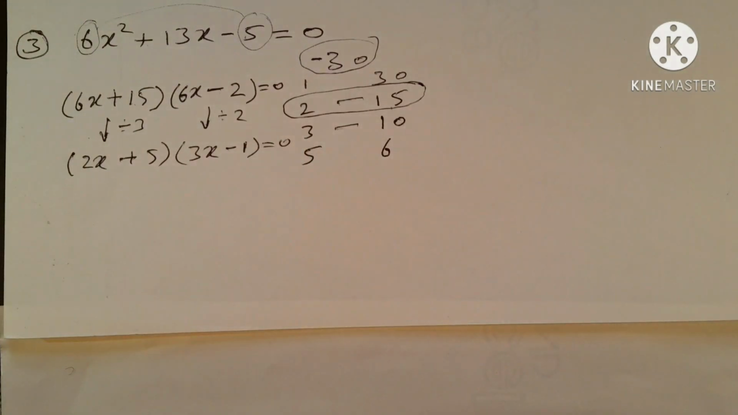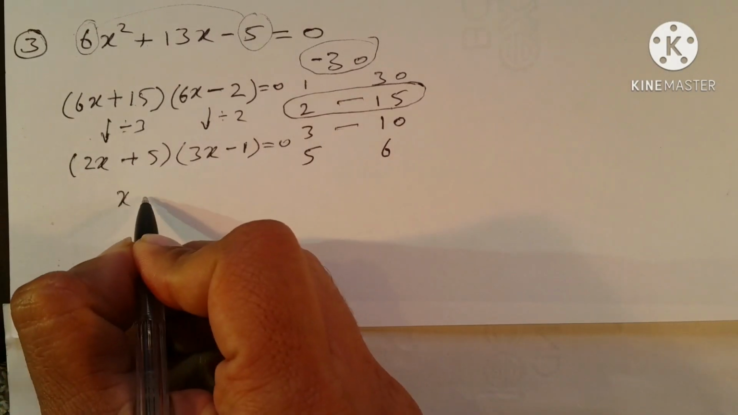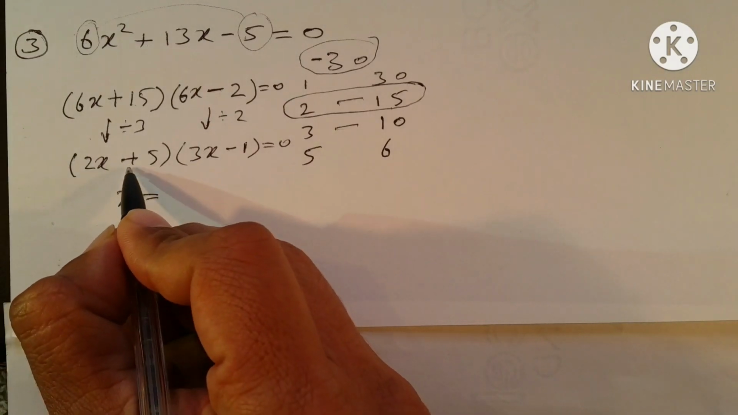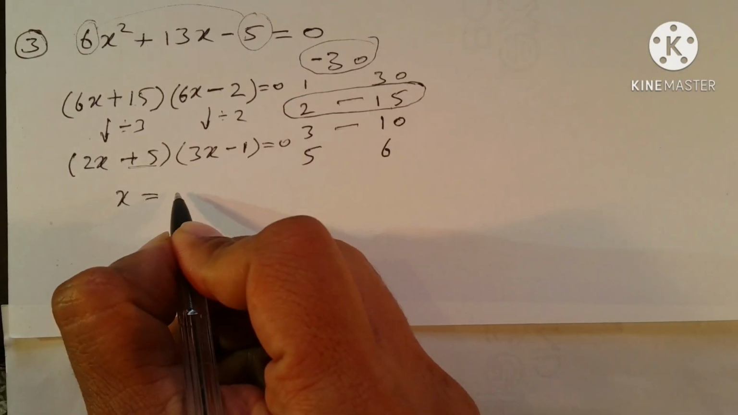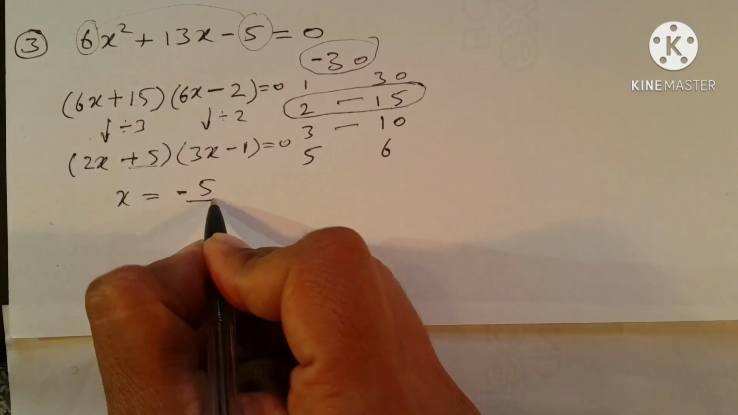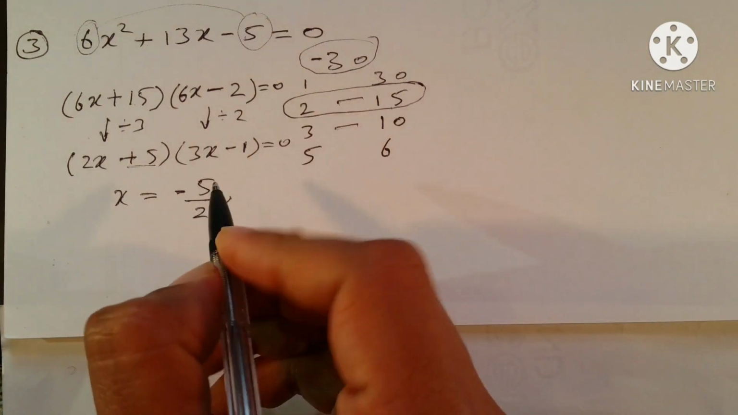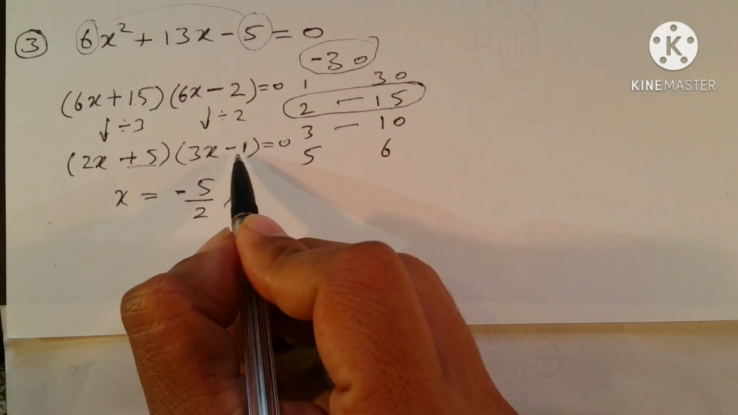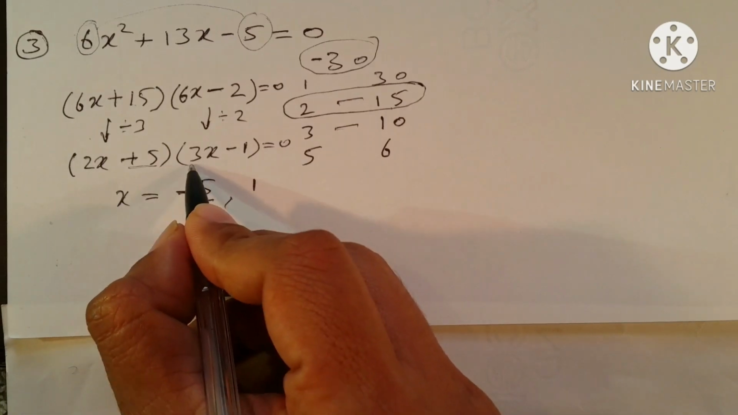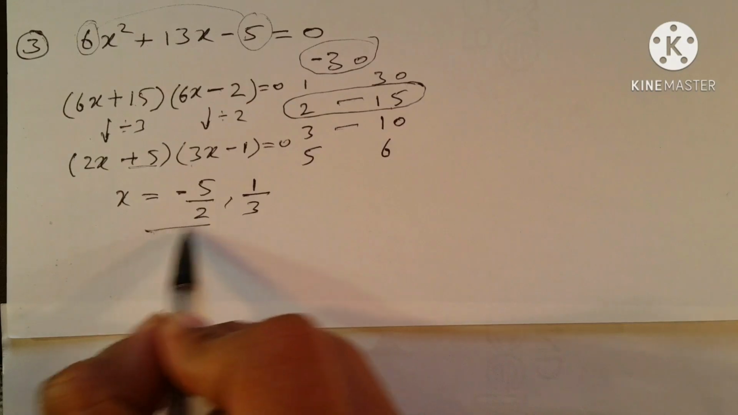I'm pretty sure you guys got it till here. Now the last step is finding the value of x, solving x, finding the root for x, different names for that. So now this is plus 5, so you write minus 5 over 2. And the second root is, if it's minus 1, you write plus 1 over 3. That's it. These are the roots for x.